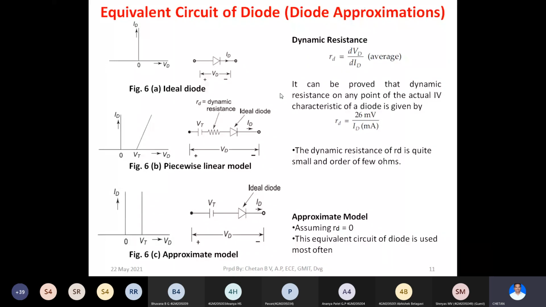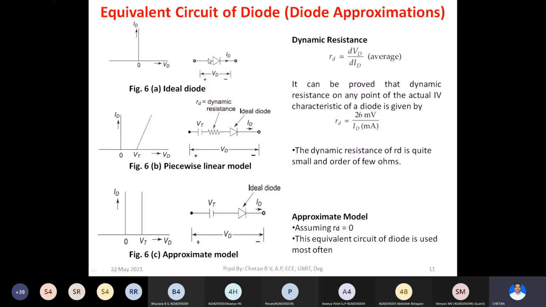Based on that, here you can observe the characteristics for an ideal diode. Here there is no knee voltage, nothing. When you increase your voltage beyond 0, immediately current will flow. That is how an ideal diode will work. This is the symbol for the ideal diode. The voltage across this is Vd and the current which flows through this is Id.